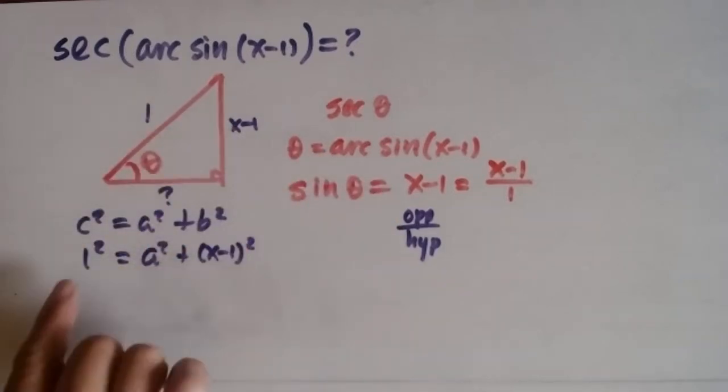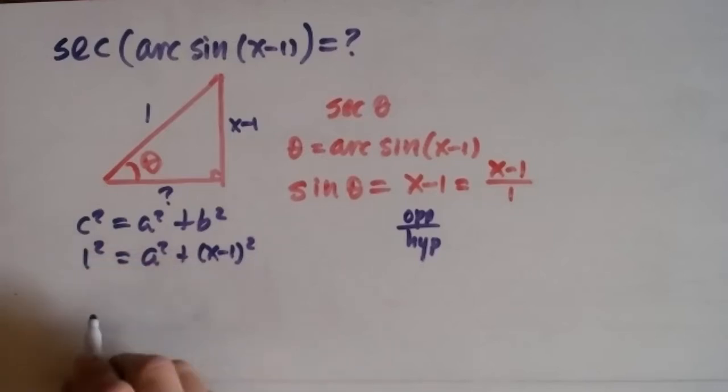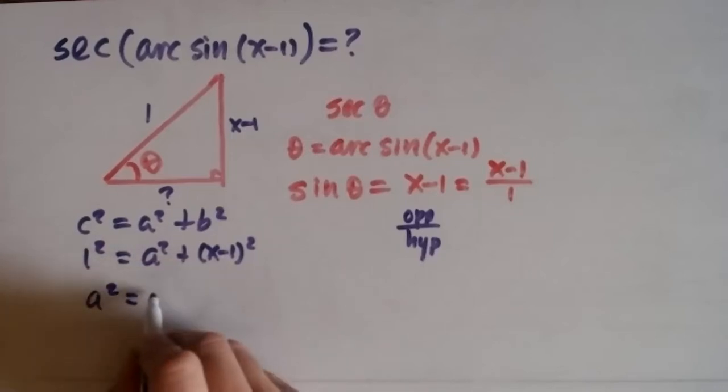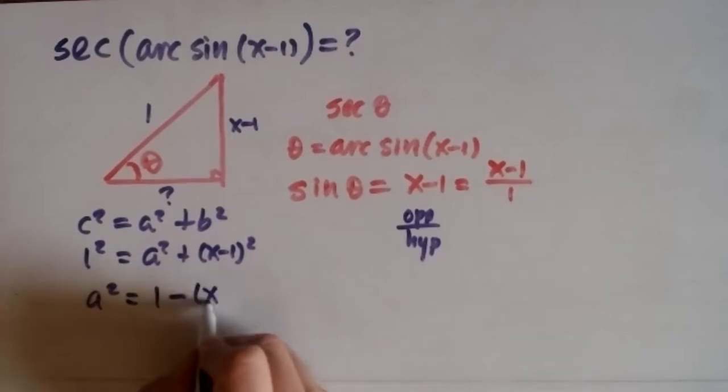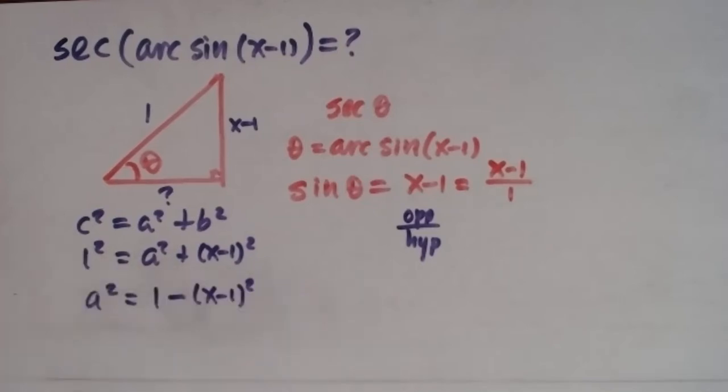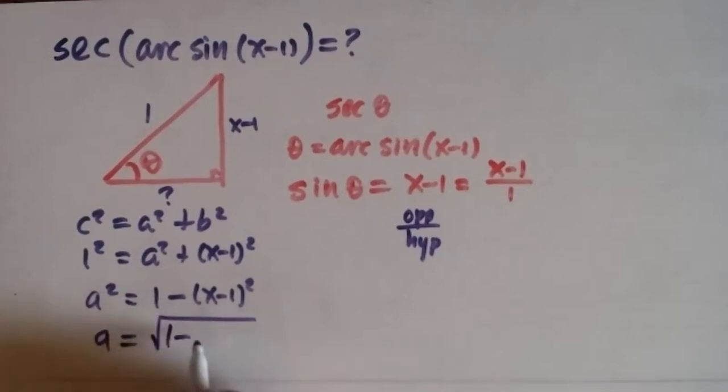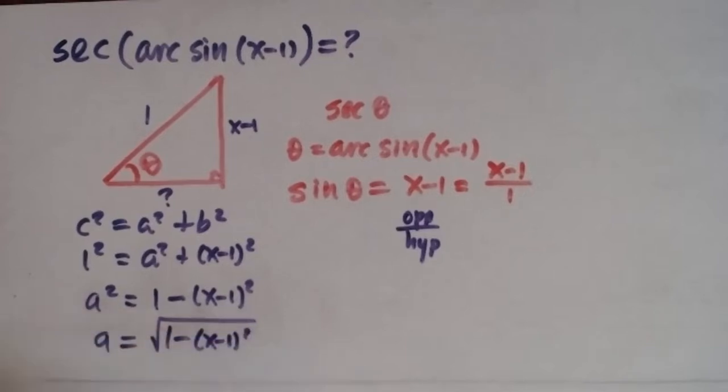Then I square, and this is 1, and this is x minus 1. So a squared is 1 minus (x minus 1) squared. I don't have to expand this thing, you can leave it like that. Once you have this, you take the square root, so a equals the square root of 1 minus (x minus 1) squared.